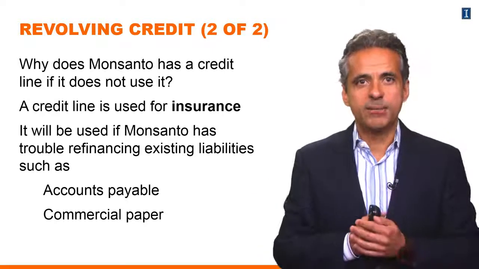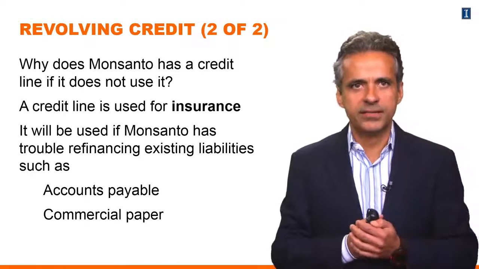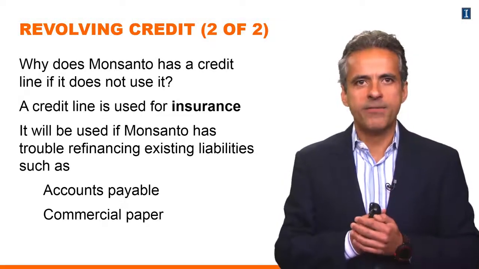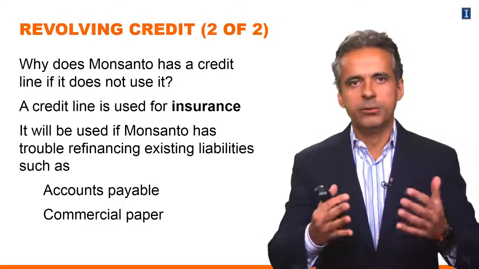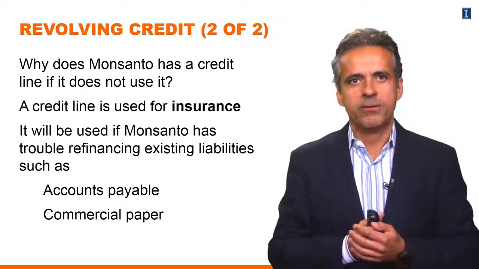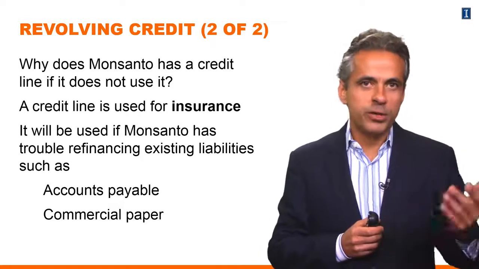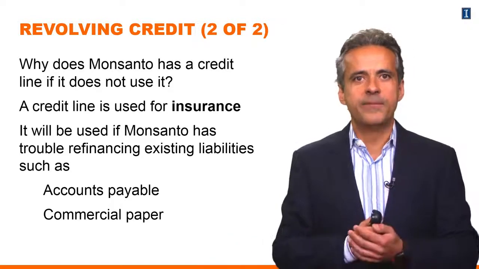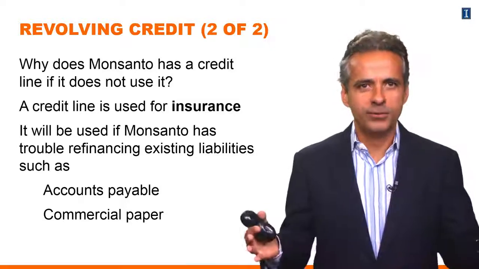Or Monsanto may have trouble refinancing commercial paper, right? We showed that Monsanto does use the commercial paper market. If you have trouble refinancing your commercial paper, it might be useful to have a credit line that you can use as a backup. So it makes sense that you have a credit line but you don't use it if you're using it for insurance, right? If you had drawn the whole thing, then it can no longer be used for insurance.